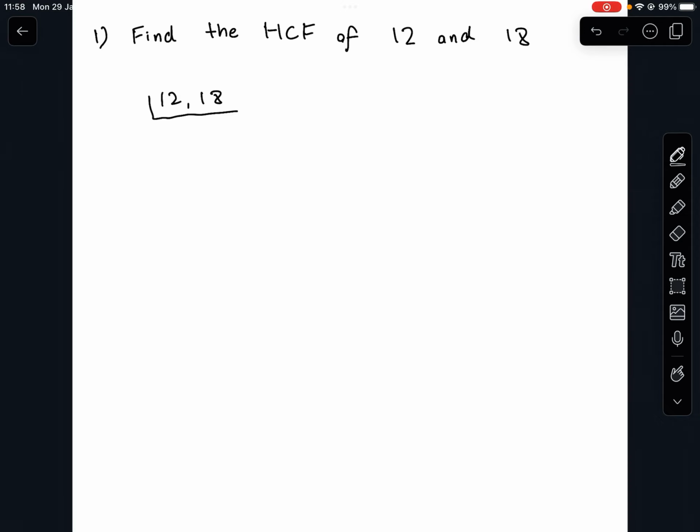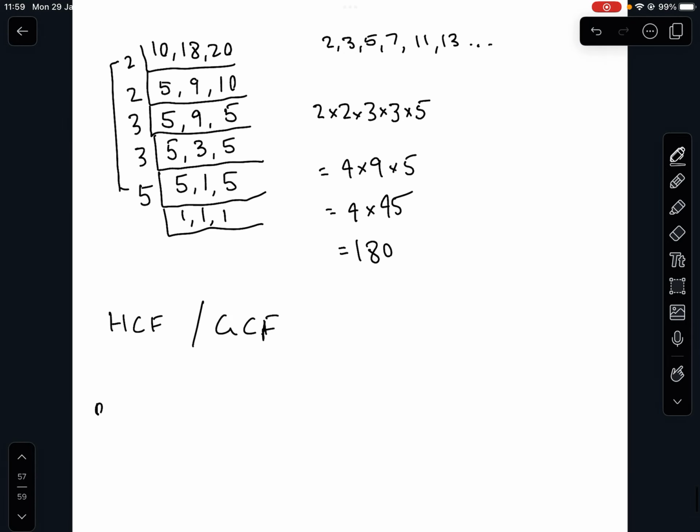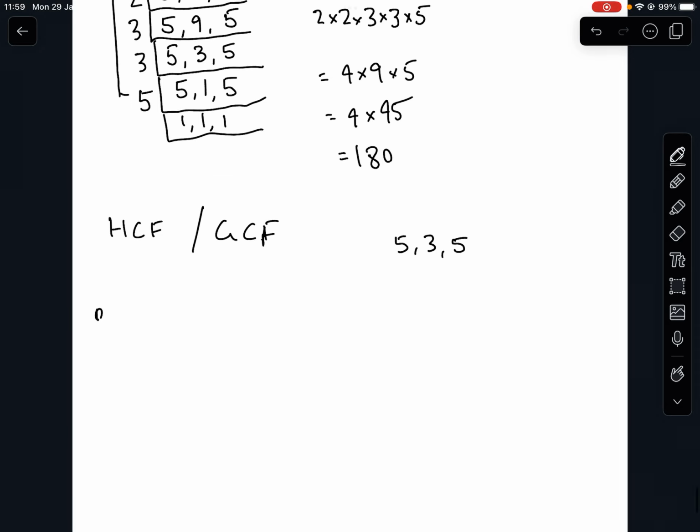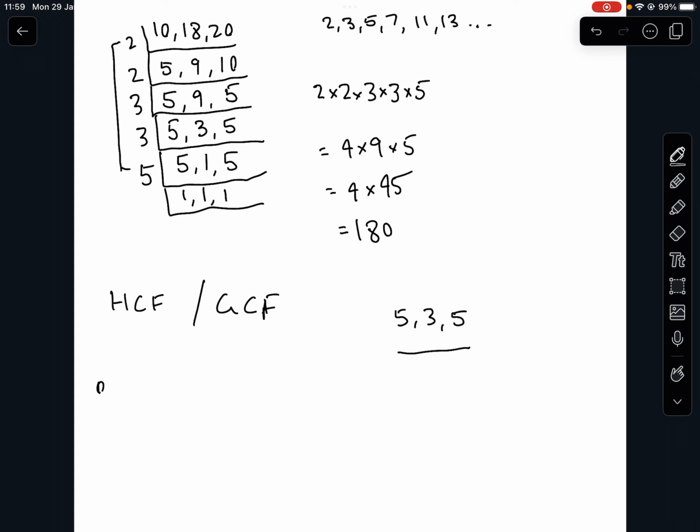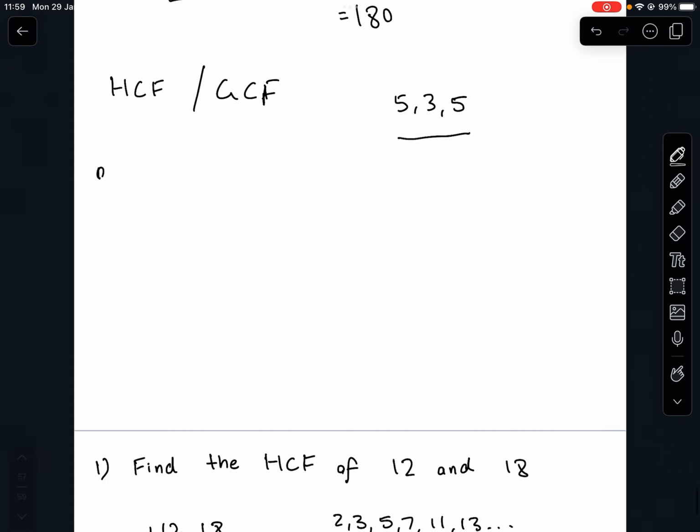Okay, so let's write our prime numbers again. 2, 3, 5, 7, 11, 13. Okay, what's the smallest one that divides into both of these numbers? So notice that before with the LCM, if we have, for example, 5, 3, 5, as long as one of them is divisible by 3, we can divide the whole thing by 3, right? And the 5 stays the same. But in an HCF, you have to find a prime number that divides into all of them at once.